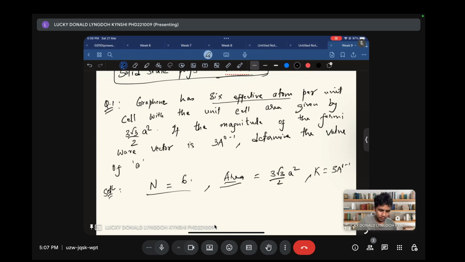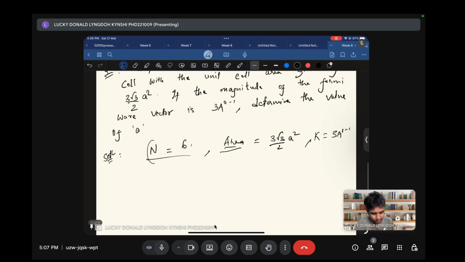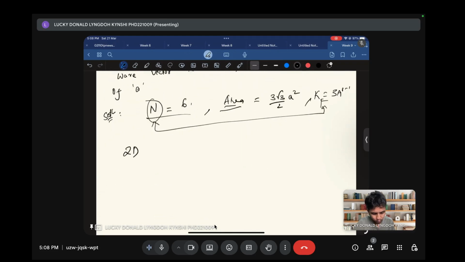If the number of atoms is given to you and also kF is given to you, the important thing is you have to relate how they are related to one another. Remember, graphene is two dimensional. It's not three dimensional, it's two dimensional. So if you talk about the 2D density of states, what is happening?